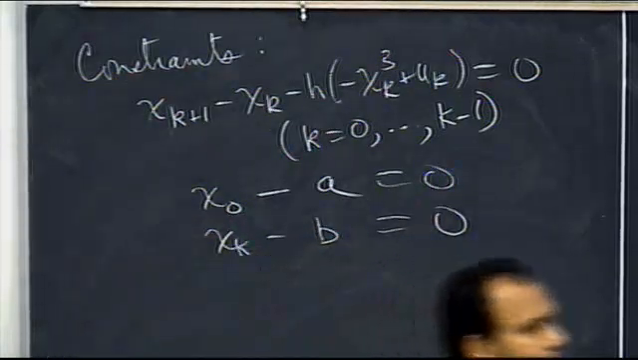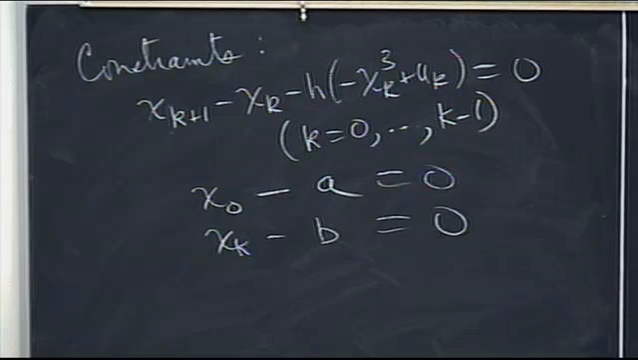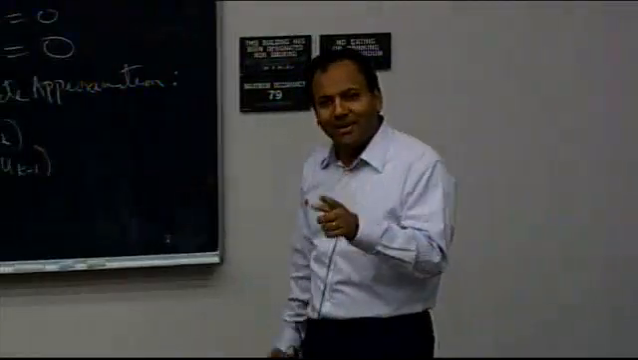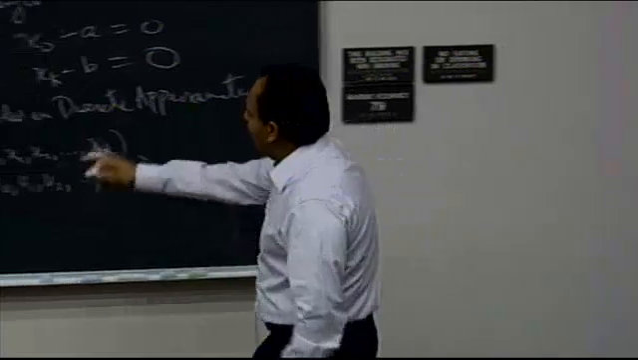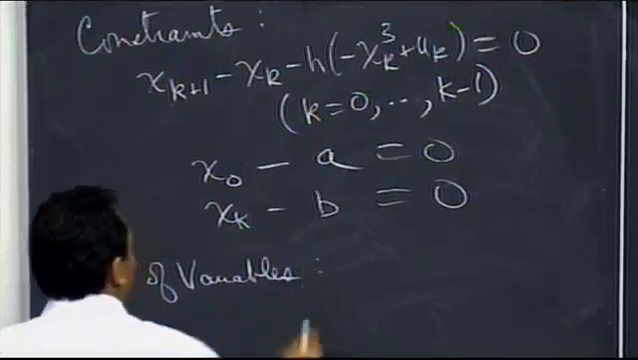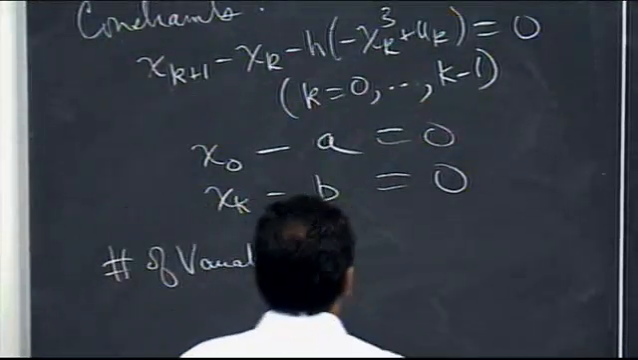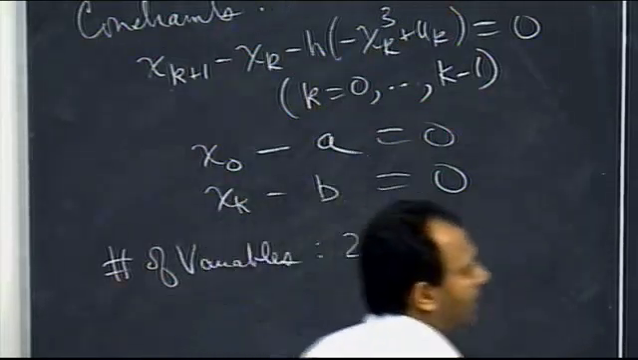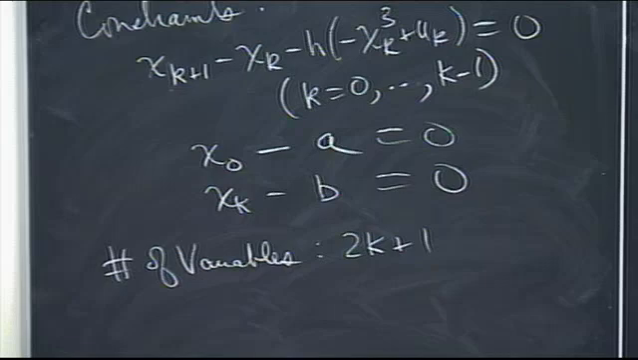So let's start counting, okay? Because it's really important to count. This is something that once you get into the optimization part of this, you begin to realize that this starts to make some sense, all right? Optimal control really does make a lot of sense. How many variables do we have? So let's count the number of variables. We've got 2k plus 1, right? I've got k plus 1 plus k, right? So 2k plus 1. How many constraints do we have?